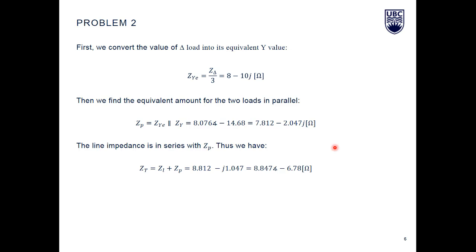So the total impedance the source sees in this connection is the series of line impedance with the ZP we just calculated, which will give us 8.847 with the angle of minus 6.78 ohms.